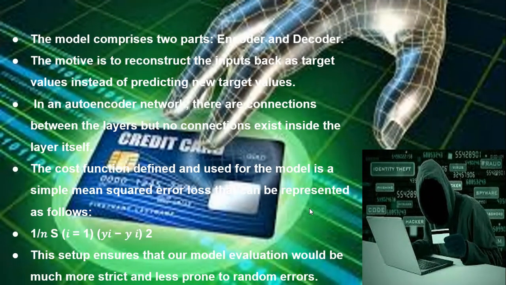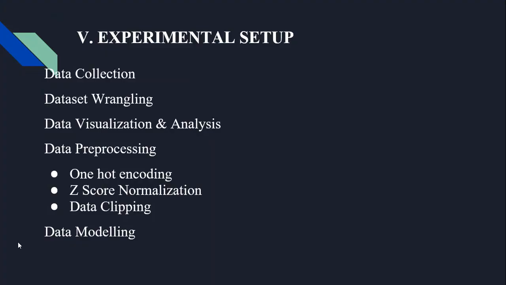Okay, coming back, in an autoencoder network there are connections between the layers, but no connections exist inside a layer itself. The cost function defined and used for the model is a simple mean squared error loss, which can be represented as shown: 1/n summation of i equals 1 to n of (yi minus ŷi) whole squared. This is the graphical representation I have used here, and this setup ensures that our model evaluation is much stricter and less prone to random errors.